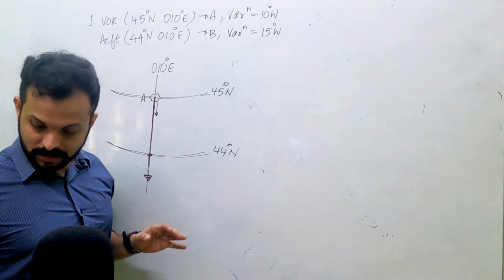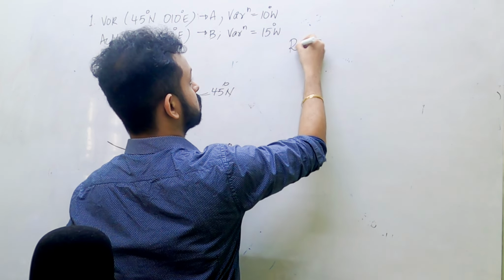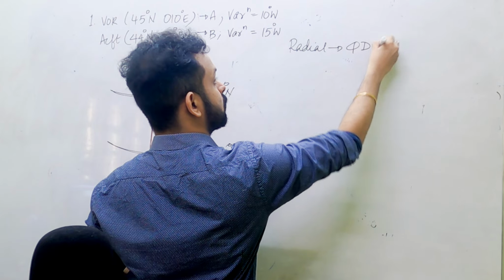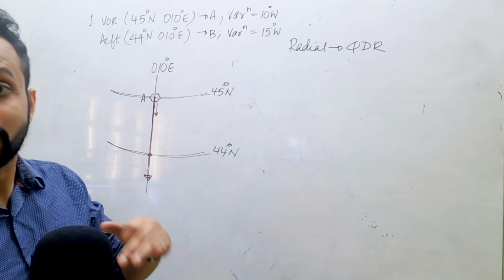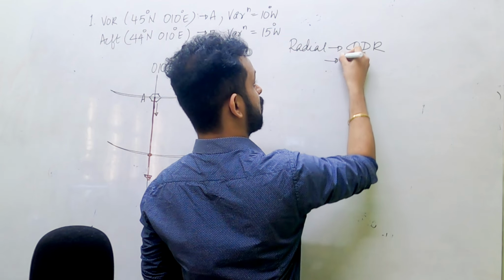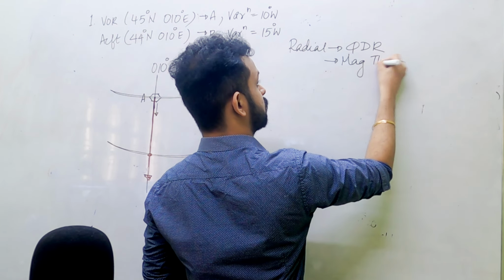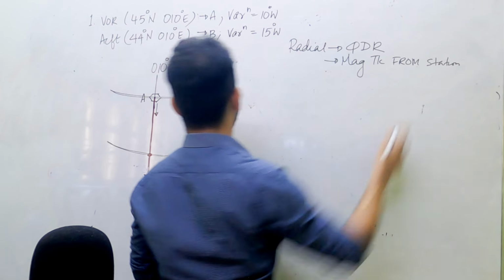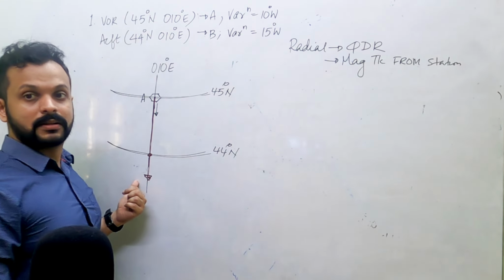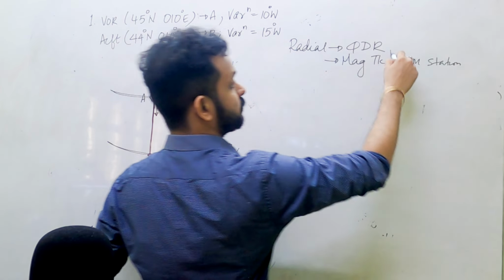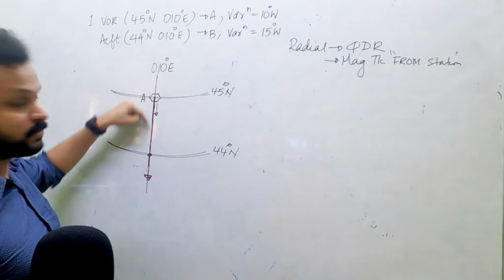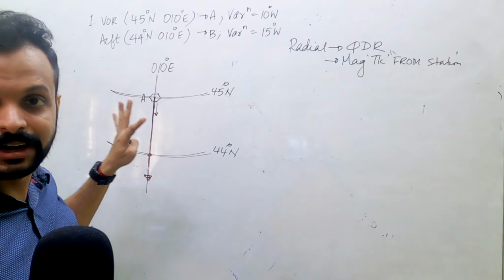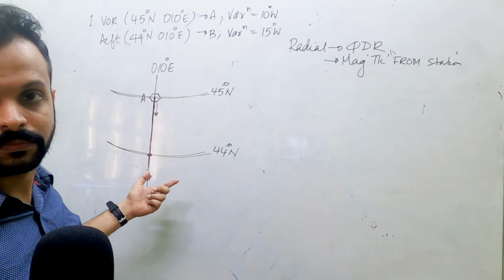So remember, what is the definition of radial? Radial is nothing but the magnetic track from the station. That is why it is called a QDR. Let me put this in words. It is magnetic track from station. Look at this particular line that I have drawn here. Let's see what all it satisfies. It is from the station, which is correct. It is a track. Yes, it is a track because it's an actual line drawn on the surface. It has to be a track.